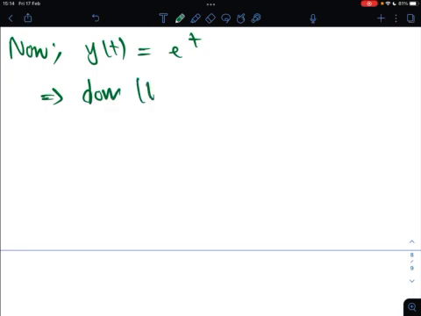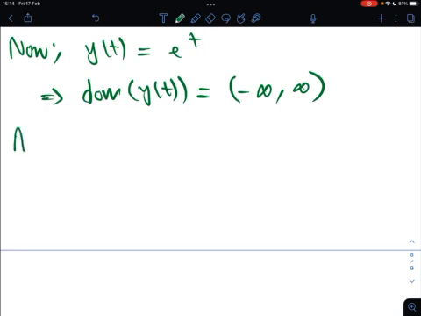Then what else? The next thing that we have now is y(t). So y(t), we know that is given as x to the t, e to the t. But we know that a function like this can take anything. You see that? So this implies the domain of y(t) is simply all real numbers, from negative infinity to infinity. Which brings us now to the next function, which is z(t).